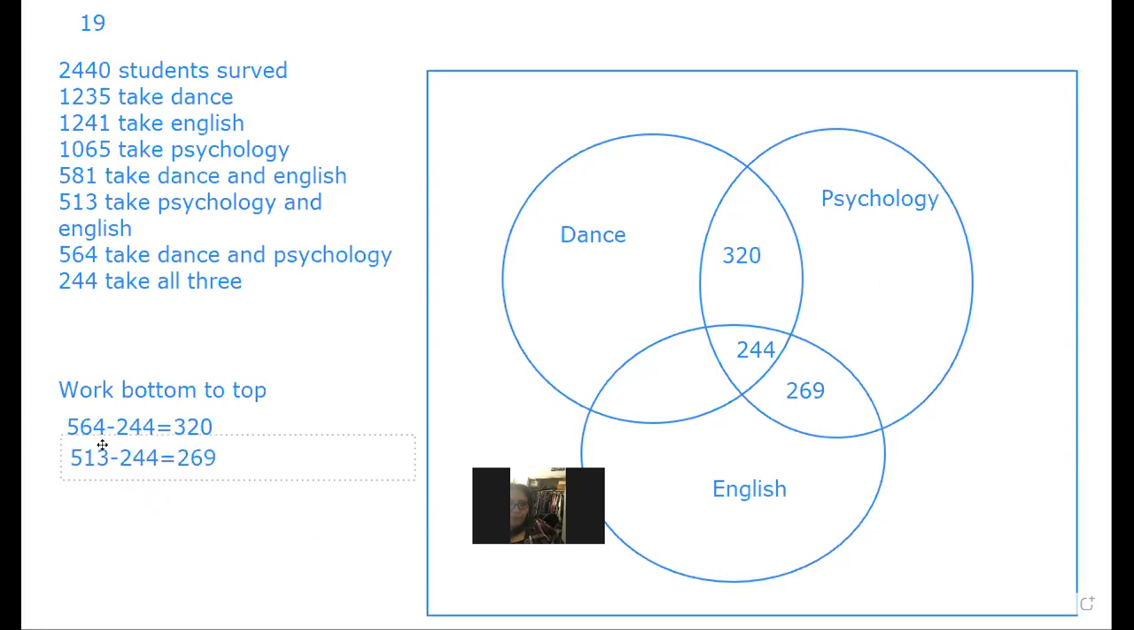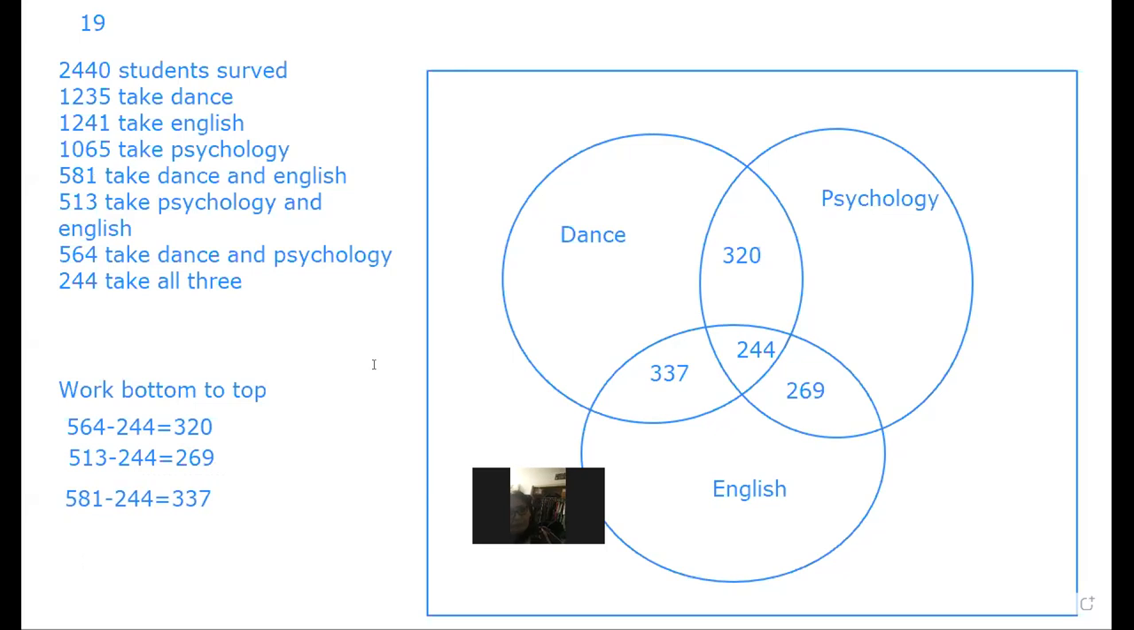269. Then I do the same thing with English and dance. So I have 581, and then I subtract 244. So 581 minus 244 is 337. So that lets me do all these little intersections.